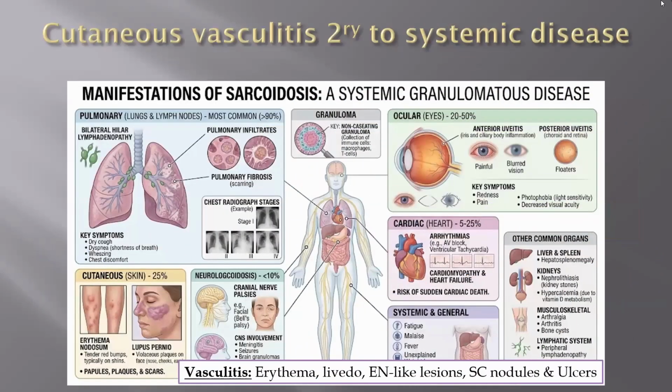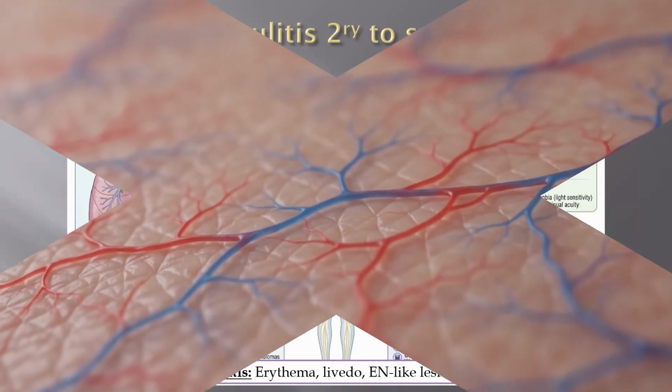Sarcoidosis is an often forgotten association with vasculitis. Patients with sarcoidosis may show signs of cutaneous vasculitis like livedo, erythema nodosum-like lesions, subcutaneous nodules, and skin ulceration.